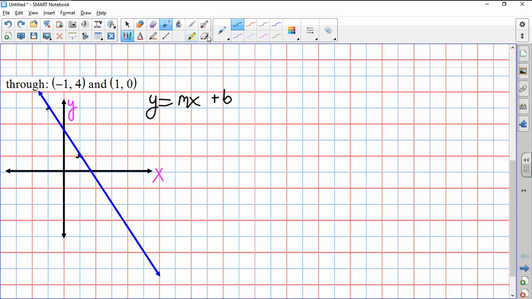So basically, all I have to do is find the m and find the b value. Once you do that, you have the answer. For the b value, it is where it crosses the y-axis. So this will be right here. This is my b value.